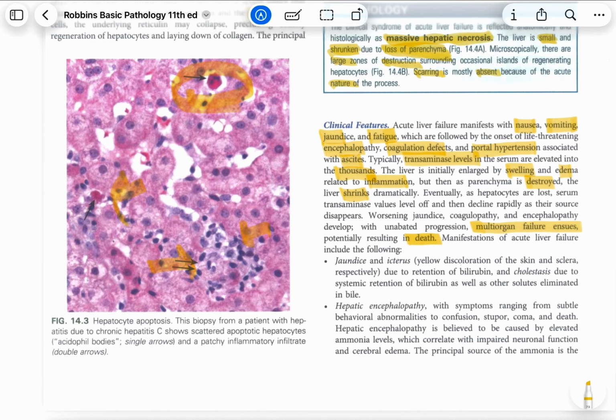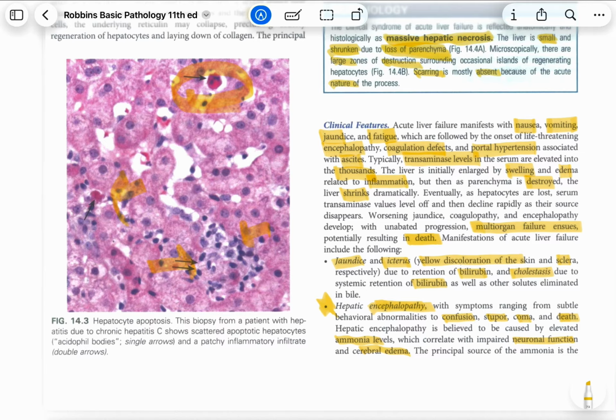Okay. So the manifestations include jaundice and icterus, which is yellow discoloration of the skin and sclera, due to cholestasis, with systemic retention of bilirubin as well as other solutes eliminated in the bile. Next is the hepatic encephalopathy, with symptoms ranging from subtle behavioral abnormalities to confusion, stupor, coma, and death of the patient. Hepatic encephalopathy is believed to be caused by elevated ammonia levels, which correlate with impaired neuronal function and cerebral edema.